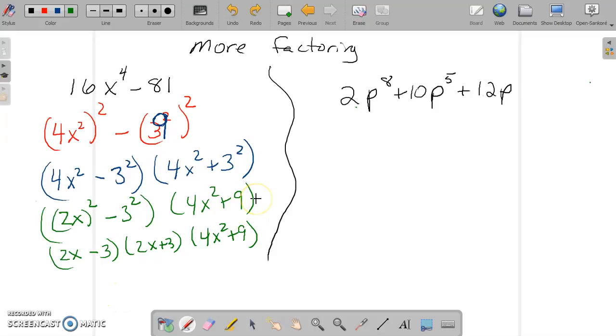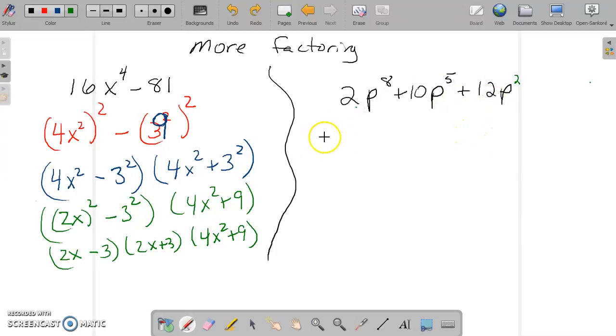Same thing for this one. We're going to go back to what we already know. We're going to factor out a common factor. This actually should be a square right there. So it's 2p to the 8th plus 10p to the 5th plus 12p squared.